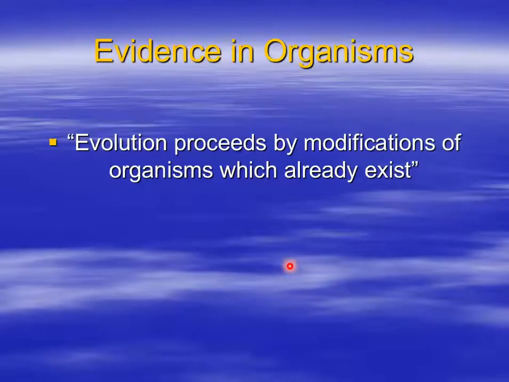Now here is a statement from a biology text that I no longer use. Evolution proceeds by modifications of organisms which already exist. Now I want to do a little mini thought experiment with you. I want you to think of the evolution of human transportation. So how did humans originally get around? What was the only way we got around? Well, by our bare feet, right?